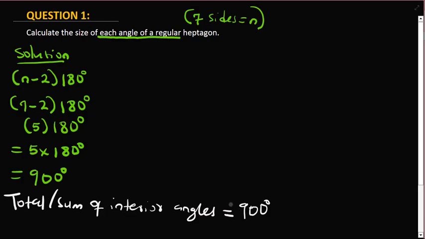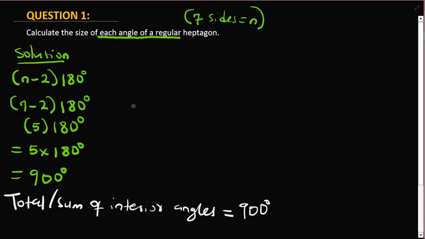We are meant to solve for each angle. Since the total angle is 980 degrees, to get each angle we have to divide the total interior angle by the number of sides. Remember, we're not solving for the number of triangles right now. If we were, we would divide by 180, and that tells us the number of triangles in this heptagon.